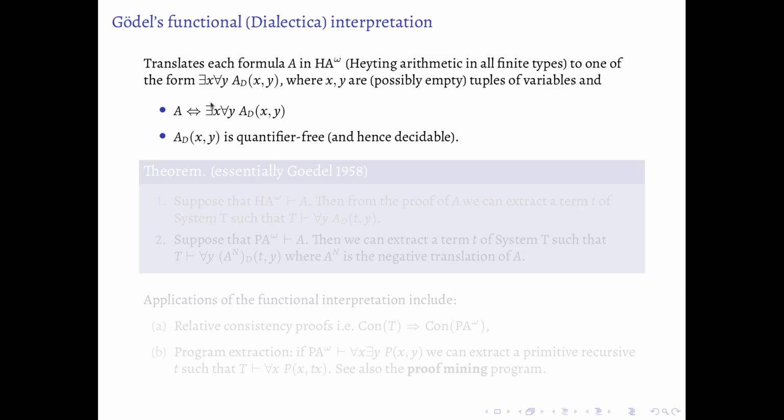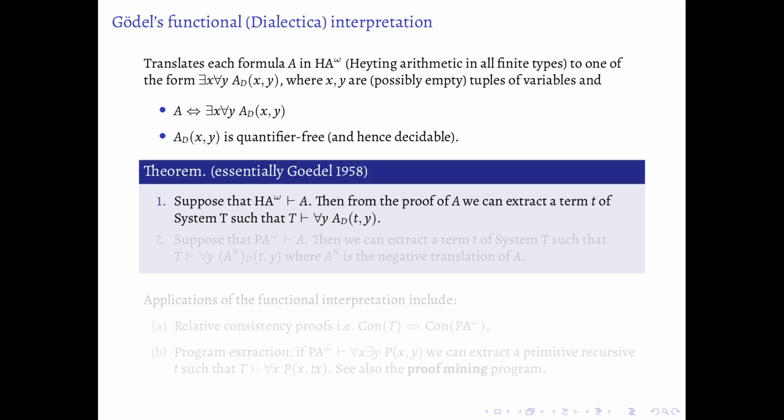so A is equivalent to its translation over some suitable base theory. So the functional interpretation is essentially a fancy form of Skolemization, and the way that it brings out these quantifiers usually means that they end up being higher type, but I don't want to go into the details of this. And so Gödel's classic result on his Dialectica interpretation, published in 1958, and I've said essentially Gödel here because strictly speaking he worked with ordinary theories of Heyting arithmetic and Peano arithmetic, but extending them to theories of arithmetic in all finite types is not difficult at all.